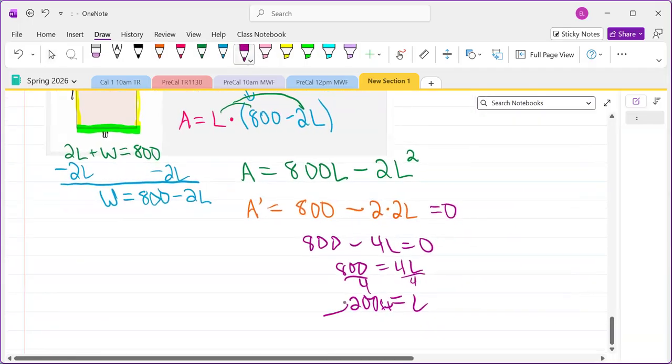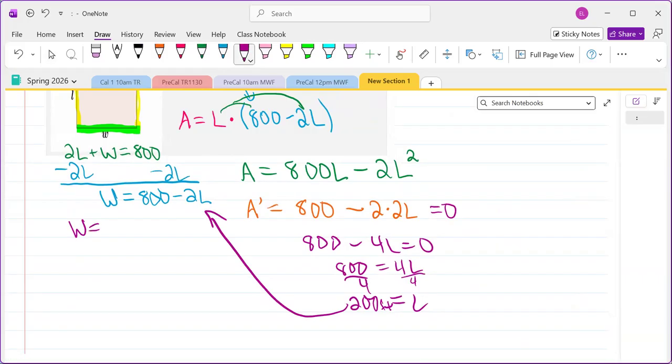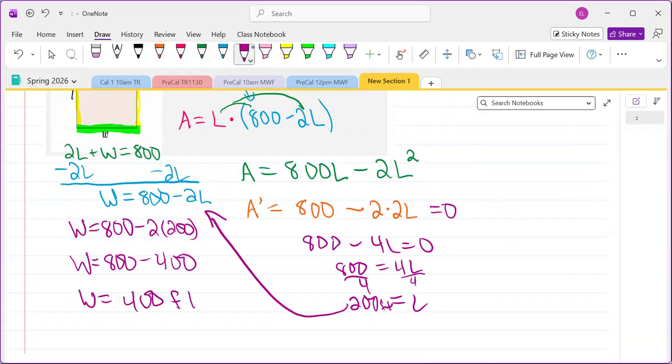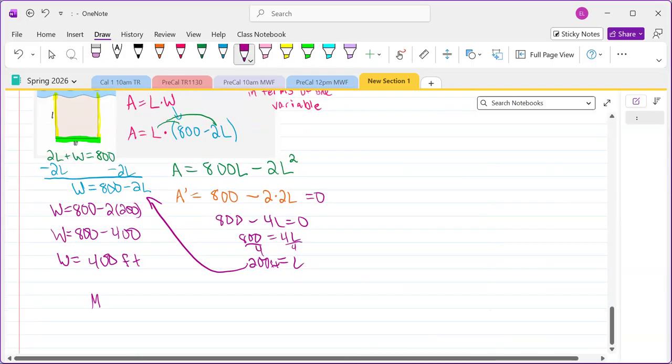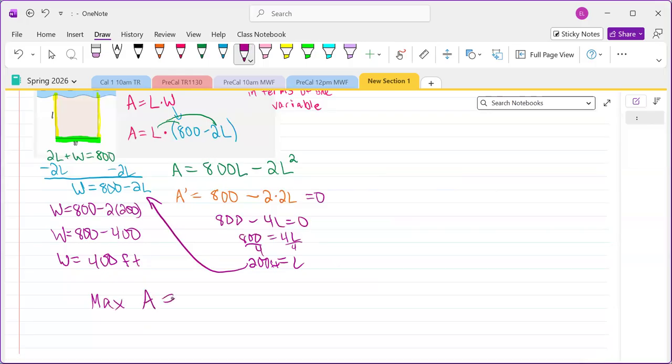Now I want to know what my width is. Whoop. I bring it back over here to my W equation. 800 minus 2 times 200 gives me a width of 400 feet. And then I believe WebWork actually even asks, what is the maximum area? And that is 200 times 400, which is a whopping 80,000 square feet.